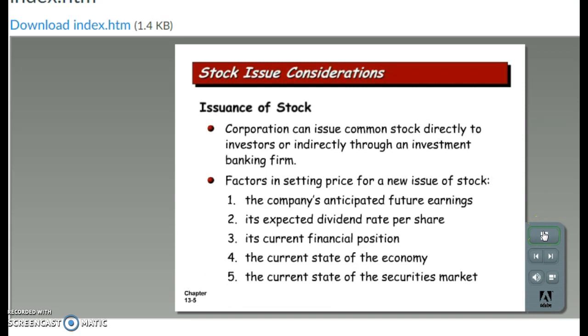Corporations can issue or sell their stock directly to investors or indirectly through an investment banking firm. Factors that influence the issuance price per share include anticipated future earnings, expected dividends, the company's current financial position, the current economic state, as well as the current state of the securities market.